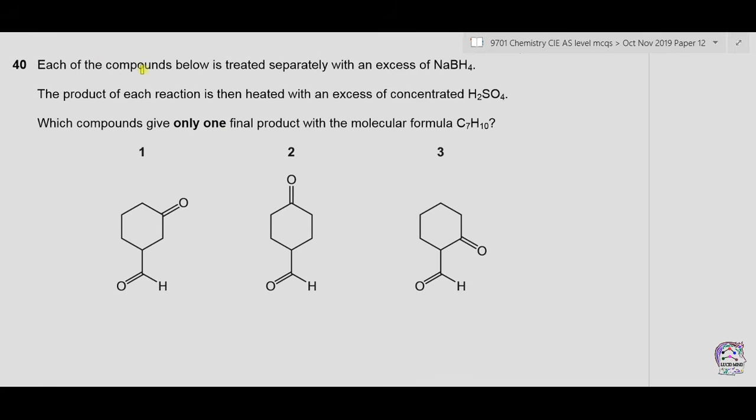Question 40. Each of the compounds below is treated separately with excess of NaBH4. The product of each reaction is then heated with an excess of concentrated H2SO4. Which compounds give only one final product with the molecular formula C7H10? Now you should know that NaBH4 is a reducing agent. And concentrated H2SO4 is used as a dehydrating agent, so it will remove water.